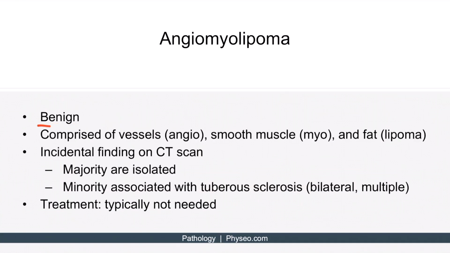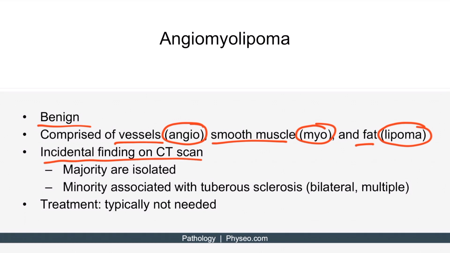Angiomyolipomas are benign kidney masses. Breaking down the name helps us understand what they're comprised of. They're made of vessels, which is the angio part. They're also composed of smooth muscle, which is the myo part, and fat, which is where the lipoma part comes from. So angiomyolipomas. Now these are most often found incidentally on a CT scan when looking for something else.